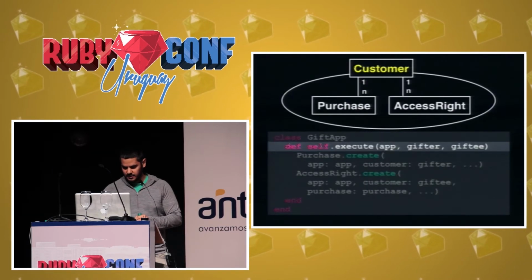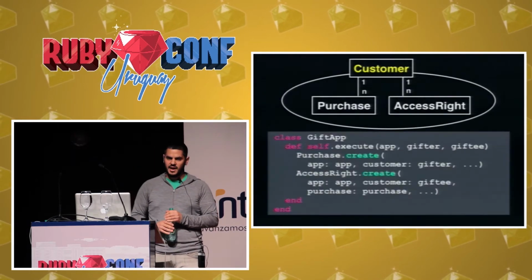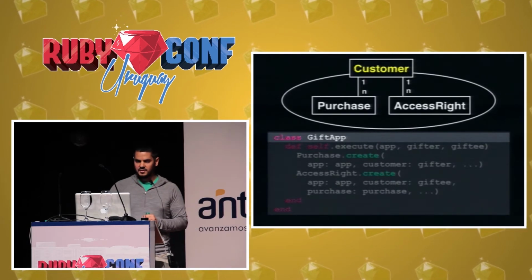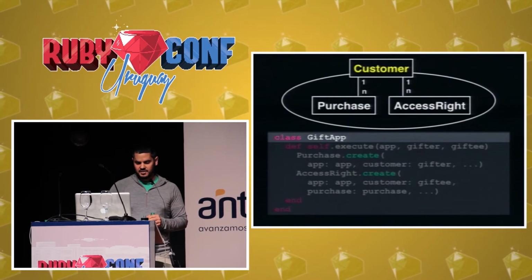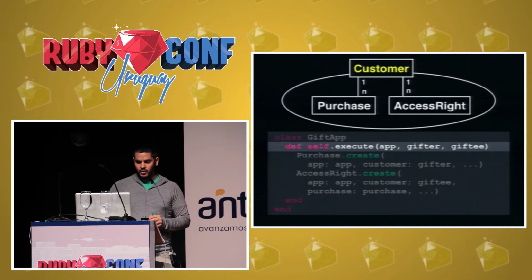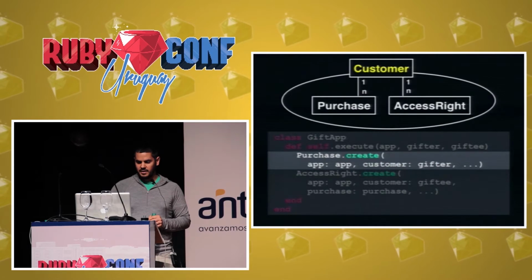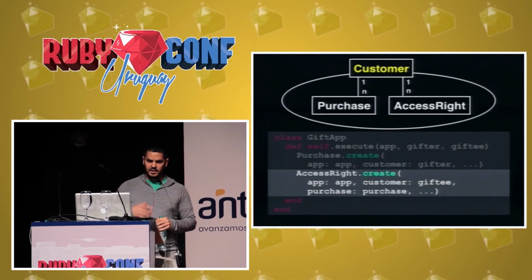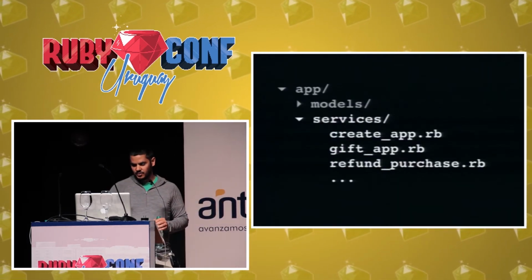Oops, double-click that one too fast. So we're going to call it Gift App. A very simple name. It's verb-based, and it describes what the transaction is. We're going to give it a simple class method called execute. We're going to pass in app, gifter, and giftee. We're going to create a purchase for the gifter, and we're going to create an access right for the giftee. So it's a very simple demonstration, but it kind of shows you what services look like so that you know how to build them.